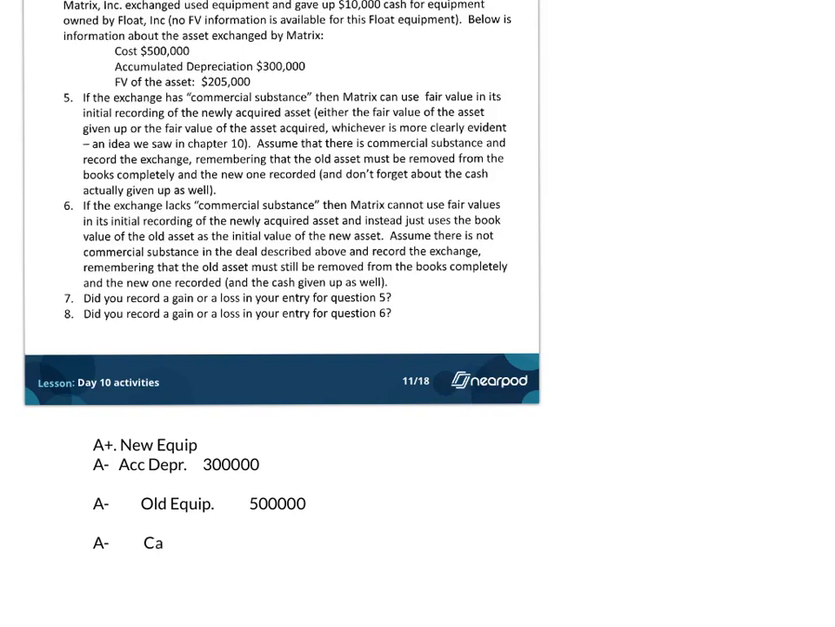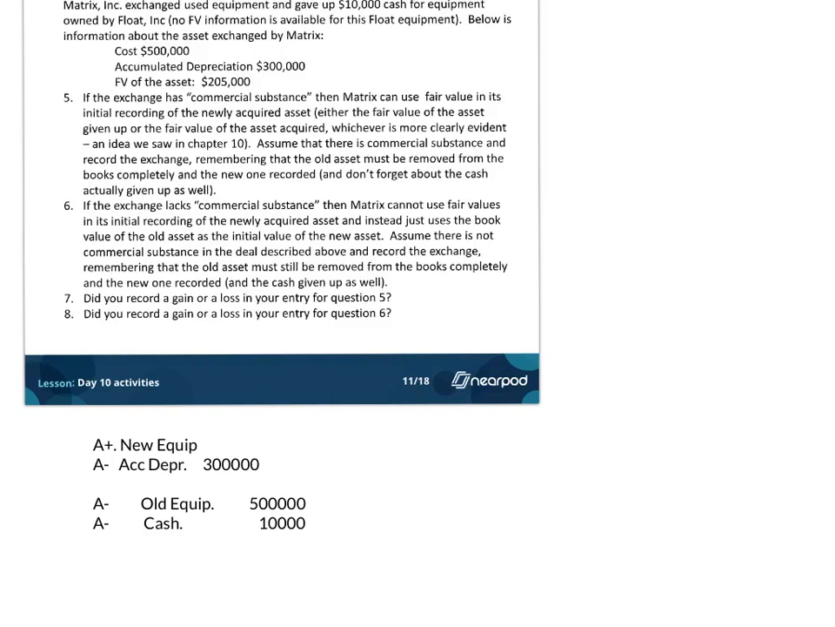Oh, I gotta get rid of a line there. We gave up cash of $10,000. All right, and I'm just gonna get rid of that line. Okay, so this I know so far: we have to take that old asset off the books, and I know we gave up cash.